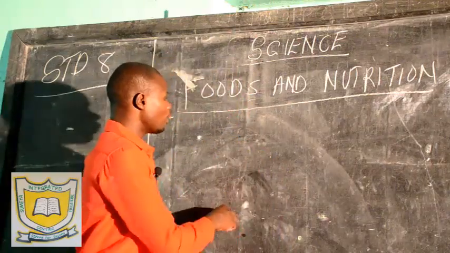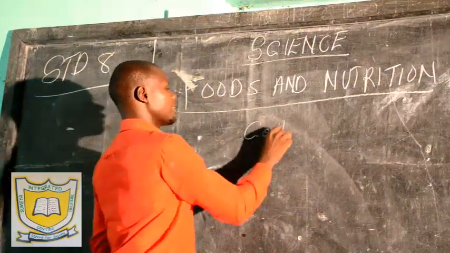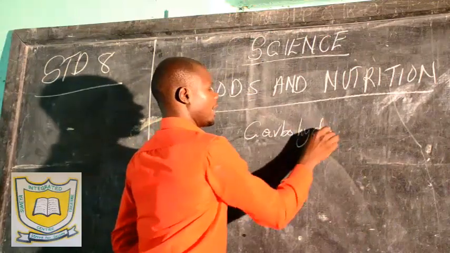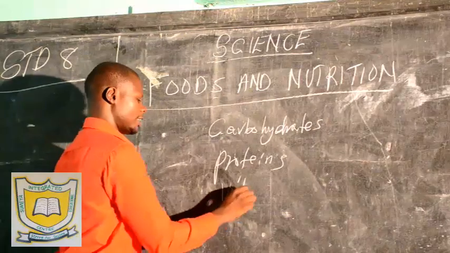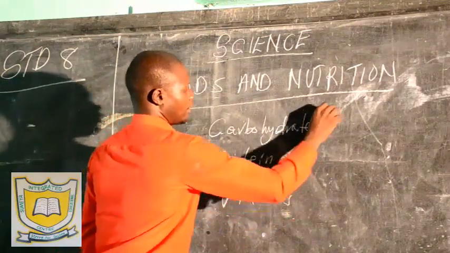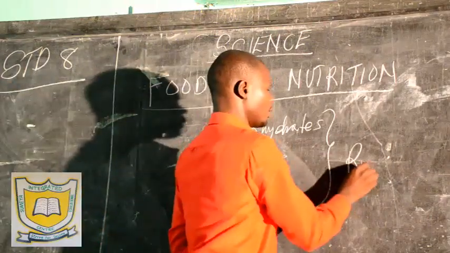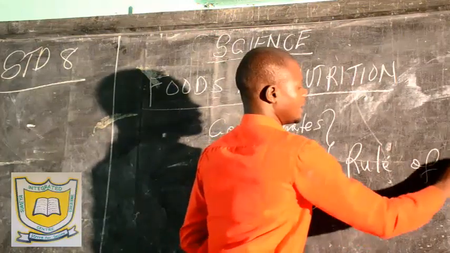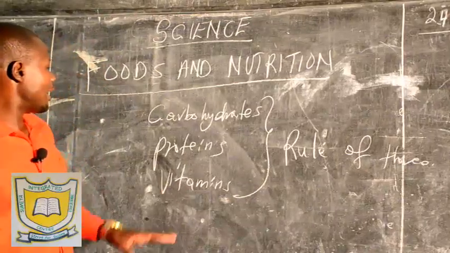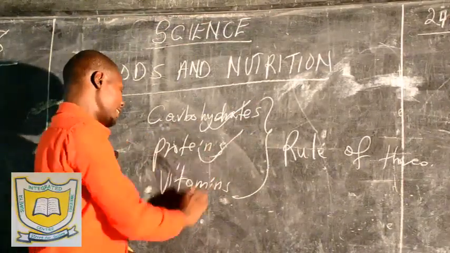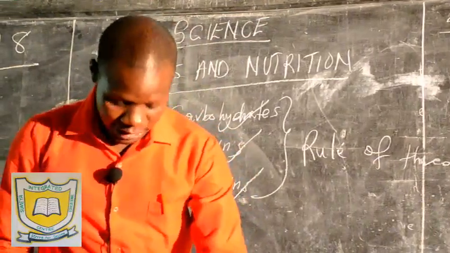Balanced diet, we have the rule of 3. The rule of 3, we have the carbohydrates, we have the proteins, and we have the vitamins. These are what we call the rule of 3. For somebody to have a balanced diet, you must have taken the carbohydrates, the proteins, and the vitamins. That is the related topic you covered in grade 4.